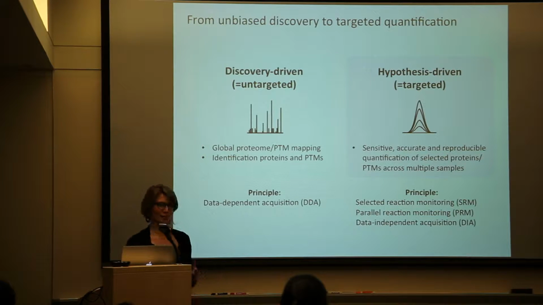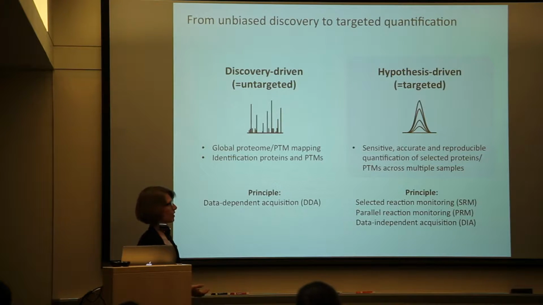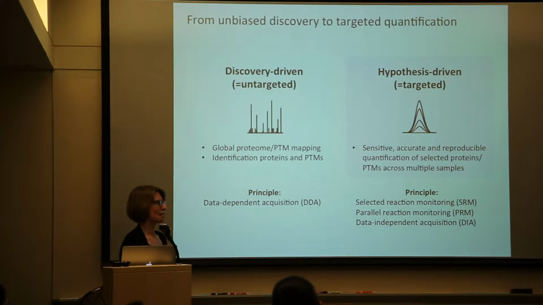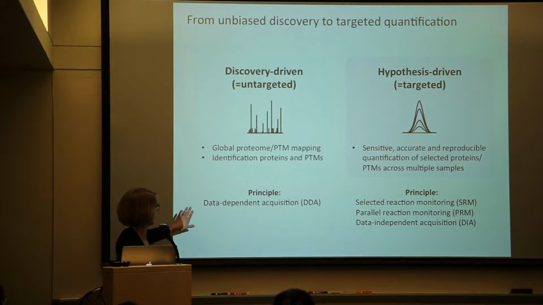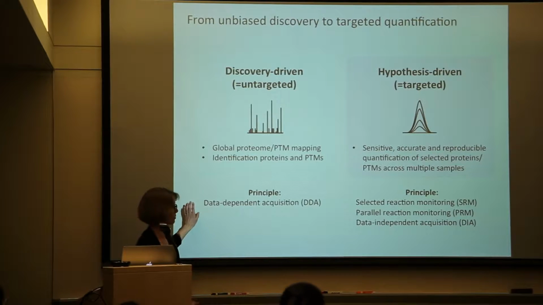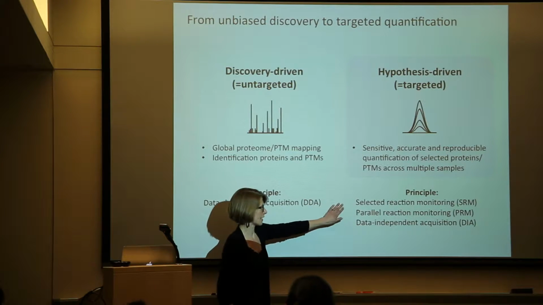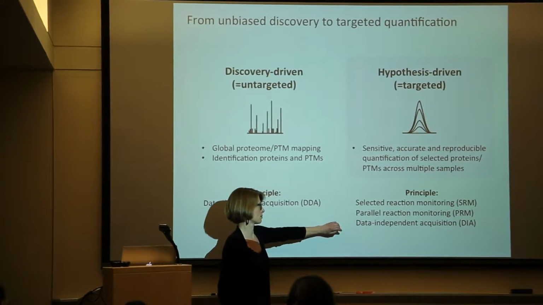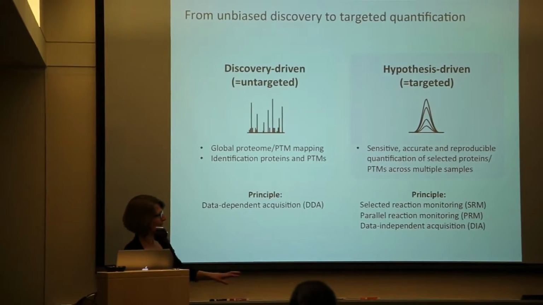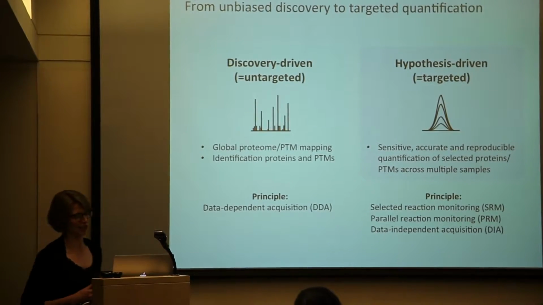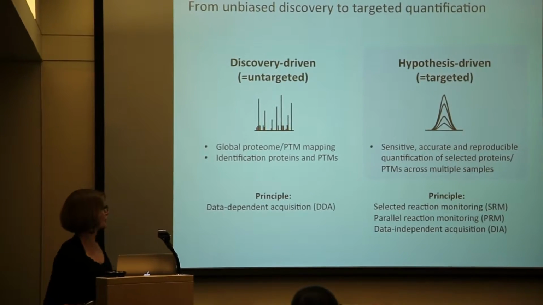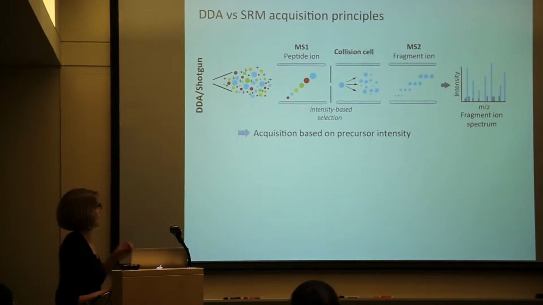Then on the other side, we have the hypothesis-driven or targeted proteomics. The difference is that this allows a more sensitive, accurate, and reproducible quantification, but of a selected set of proteins and PTMs across multiple samples. The principles used to acquire this data are, as we have heard, data-dependent acquisition or shotgun proteomics, and on the other side for the targeted, selected reaction monitoring, parallel reaction monitoring, or data-independent acquisition. The three are very similar, so I will not talk about the differences and just talk in general about them. So how do the different acquisition methods work in the mass spectrometer?